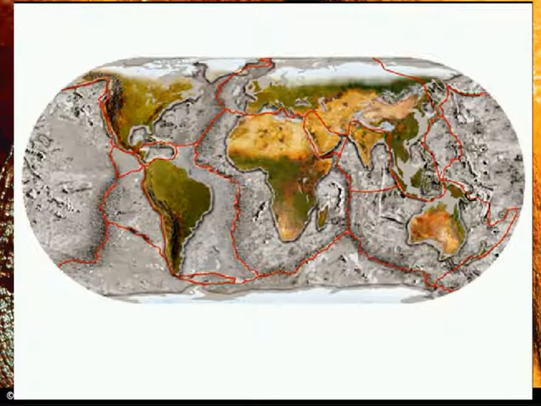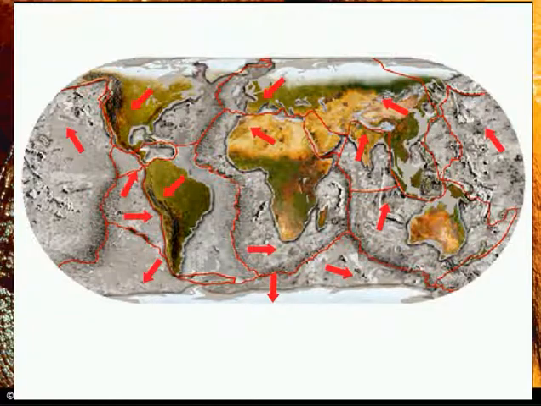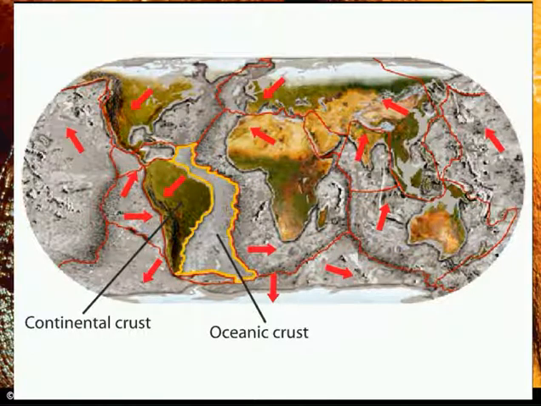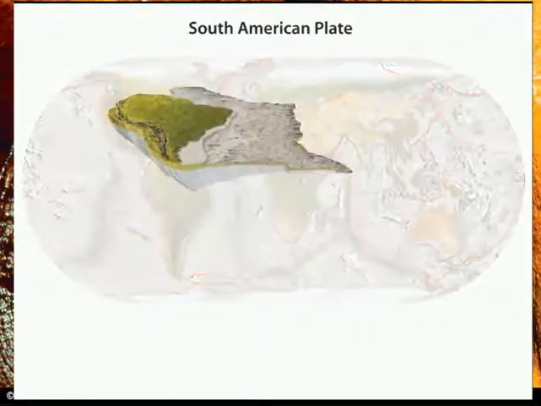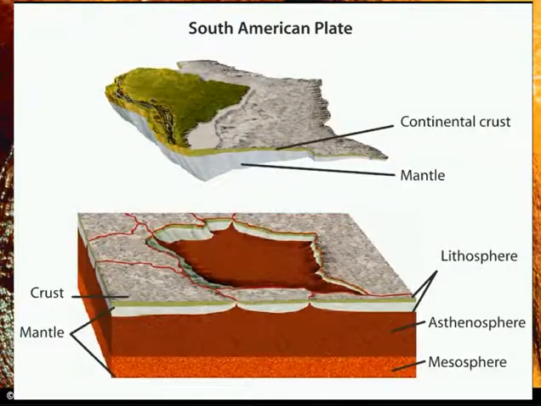The Earth's crust is broken up into jigsaw-like pieces called tectonic plates. This map shows the major tectonic plates and their relative direction of movement. Notice that many tectonic plates include both continental and oceanic crust. Tectonic plates are pieces of the lithosphere that move around on top of the asthenosphere.